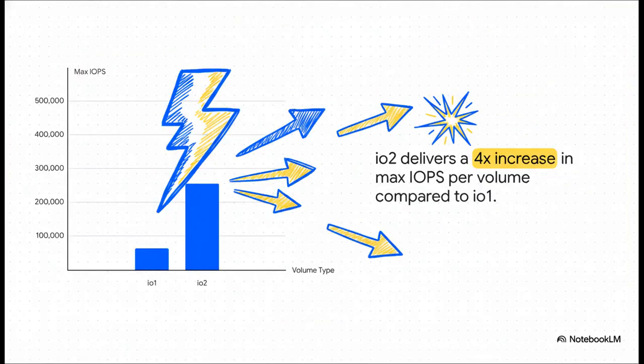And it's not just about durability, it's about raw horsepower. As you can see, IO2 completely blows IO1 out of the water. We're going from a max of 64,000 IOPS with IO1 to a mind-boggling 256,000 IOPS with IO2. That is a 4-fold increase. For your most demanding, IO-hungry applications, IO2 is the undisputed champion.